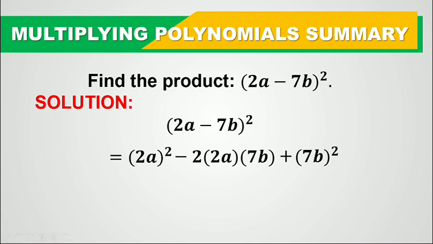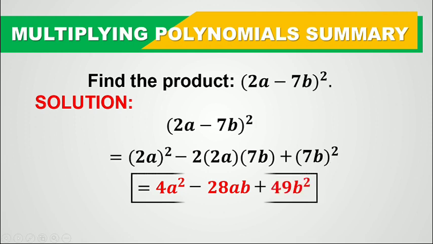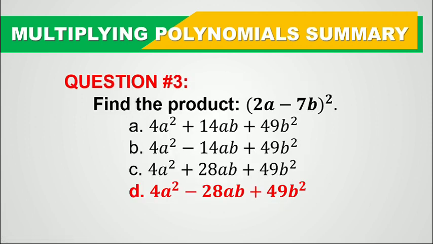And then let's simplify. So quantity 2a squared, that's 4a squared, and then 2a times minus, so 2a times 2, that's 4a times 7b, that's minus 28ab. And then plus quantity 7b squared, that's 49b squared. So this is the answer for question number 3. Alright, so that's letter D, 4a squared minus 28ab plus 49b squared.